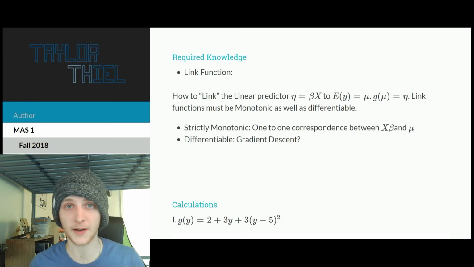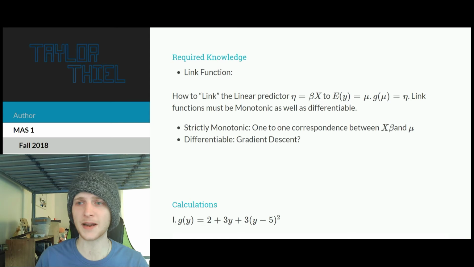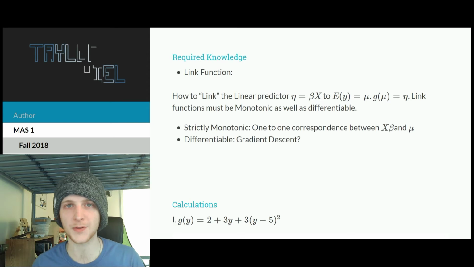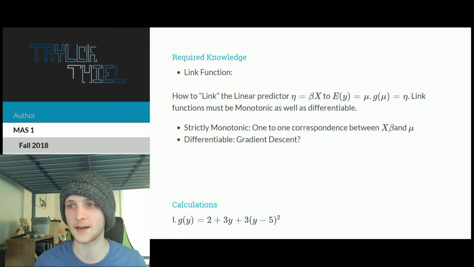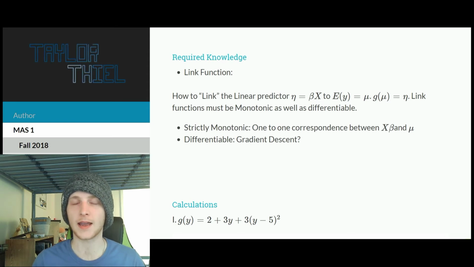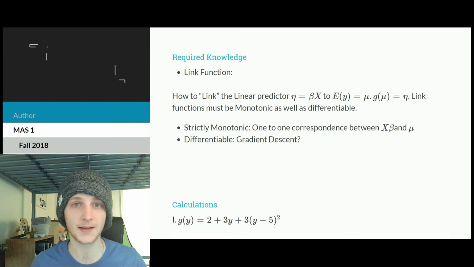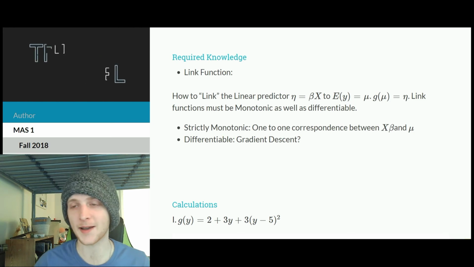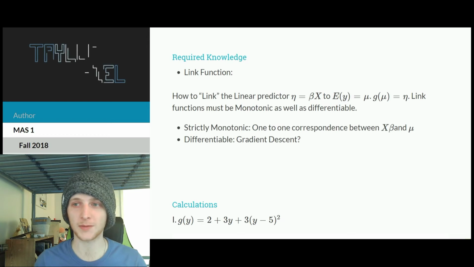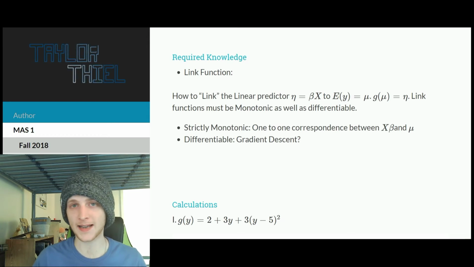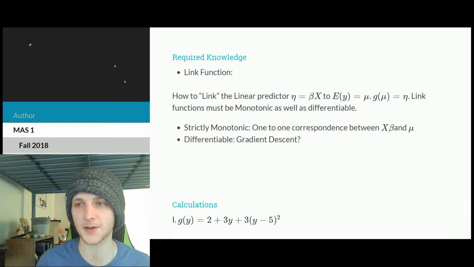Secondly, it needs to be differentiable. Again, I'm not 100% sure why. My inclination is to say that for GLMs you need to be able to perform gradient descent to estimate your beta, and in order to perform gradient descent you need to be able to differentiate. So that's my guess. I've been searching and haven't been able to find an explicit statement of why it needs to be differentiable. Feel free to comment below if you know there's a different reason for this constraint.